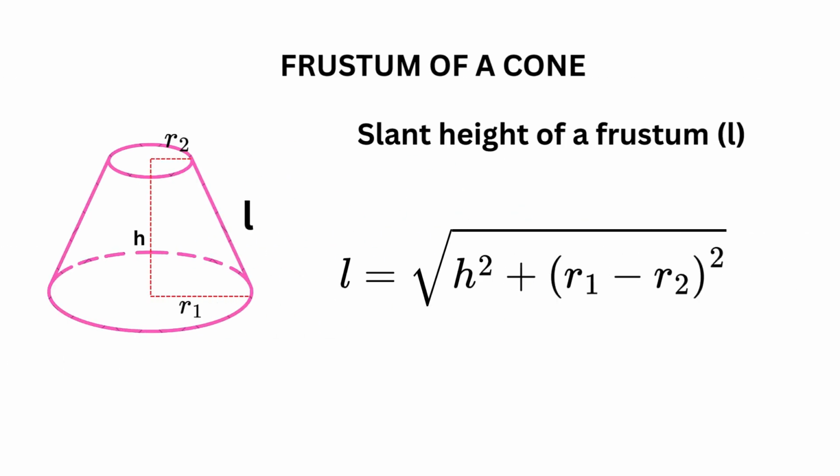The slant height, L, is the shortest distance along the side of the frustum. You can find it by using the Pythagorean theorem on the right triangle formed by the height, h, and the difference between the two radii, R1 minus R2. Slant height formula: L equals the square root of h squared plus the difference of R1 and R2 squared.